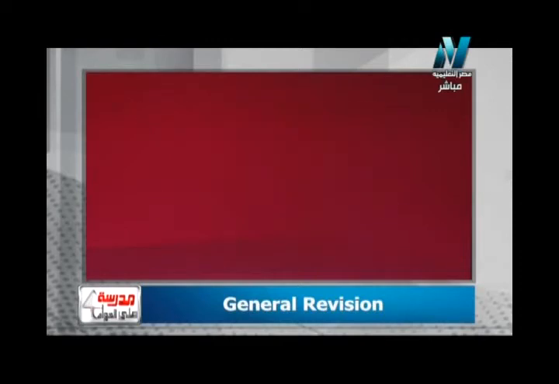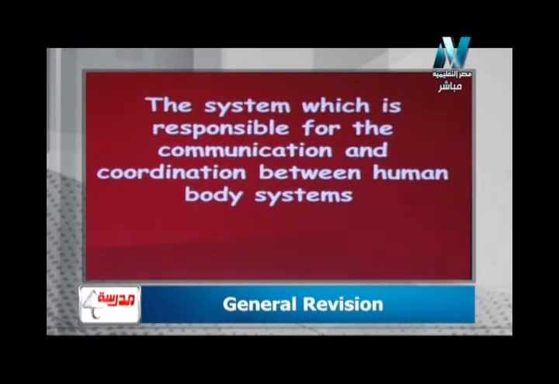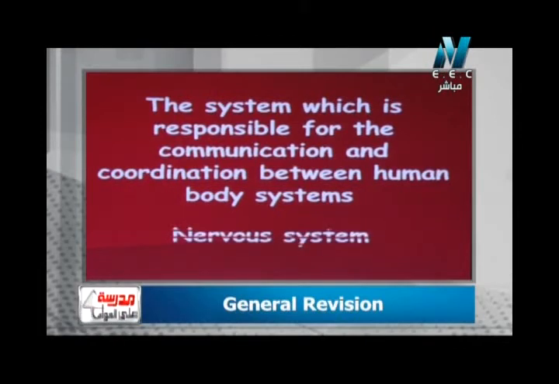Another question. The system which is responsible for the communication and coordination between human body systems. Again, the system which is responsible for the communication and coordination between human body systems. Surely it will be the nervous system. Again, the system responsible for communication and coordination between human body systems will be the nervous system.